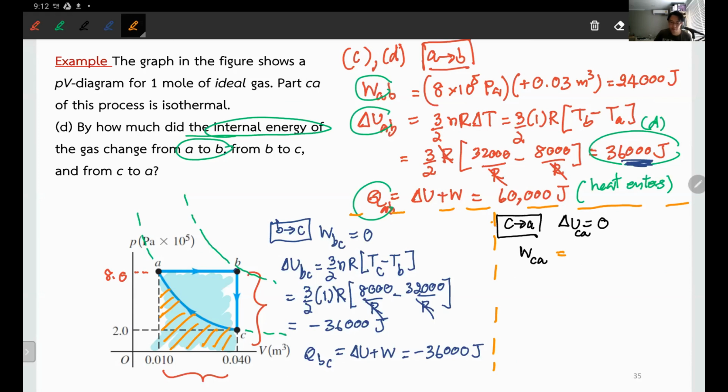So it's going to be equal to nRT log of, now you go from C to A. So the final volume is going to be V sub A, the volume at A, and the initial volume is going to be V at C. Here we go. Cool.